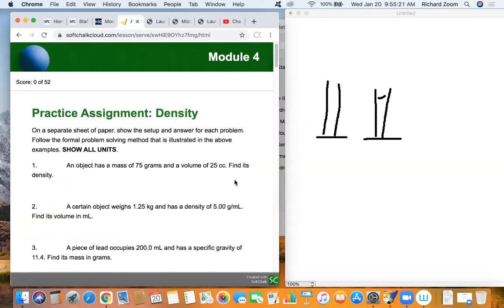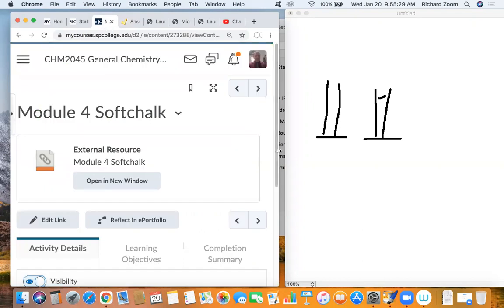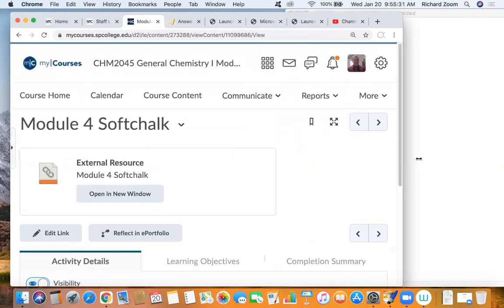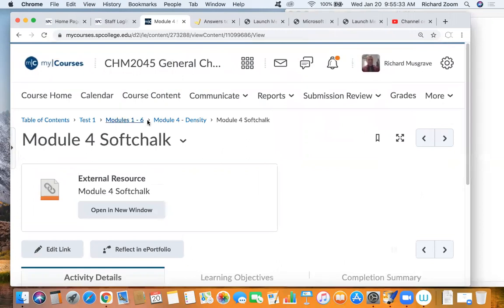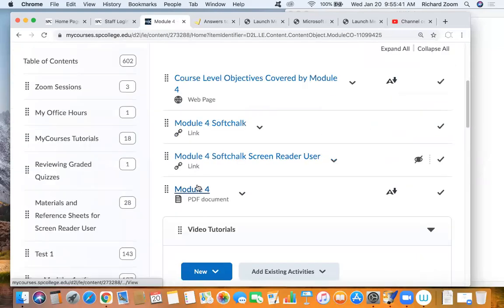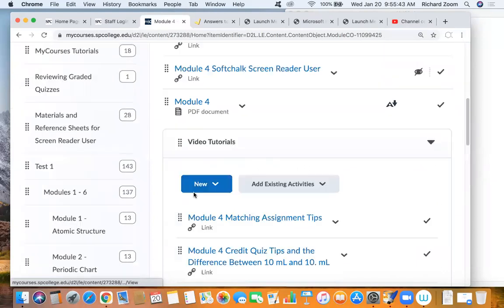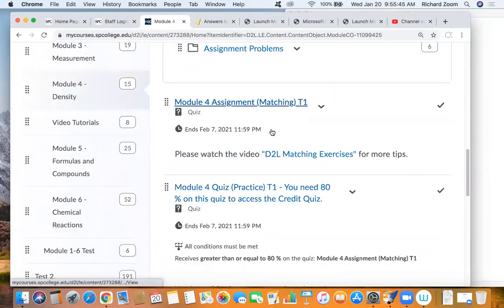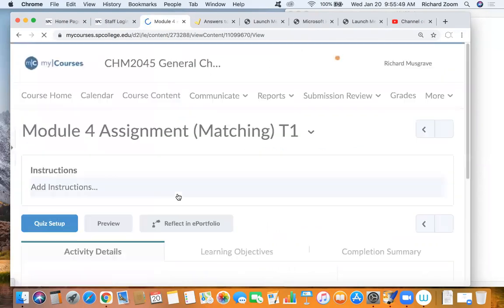Well, that's pretty much it for density, really. I mean, those are the hardest things to deal with. Let's take a look at the other bits of it here. So you should be able to now do the Module 4 assignment, the Module 4 practice quiz, but let's have a look at the assignment here.